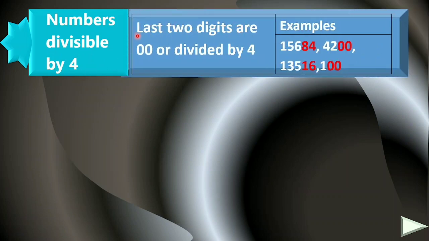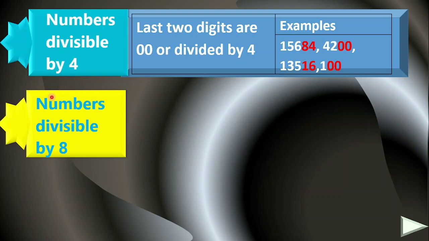If last two digits of a number are either 00 or divisible by 4, you can see 84 and 16 are divisible by 4, while in 4200 there are 2 zeros, in 100 there are 2 zeros. So these numbers are divisible by 4.